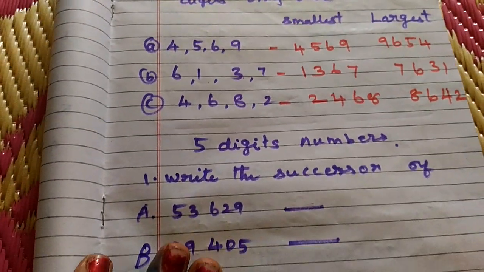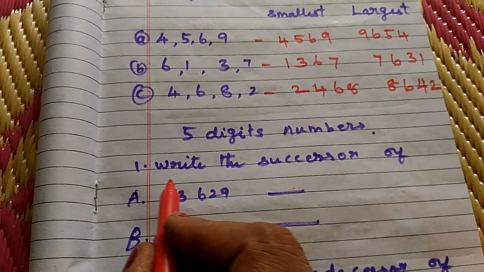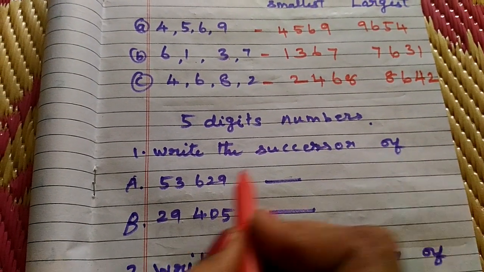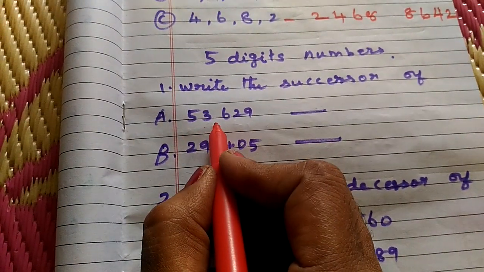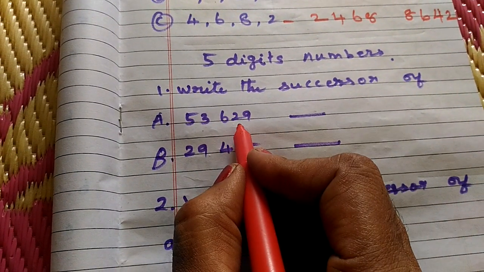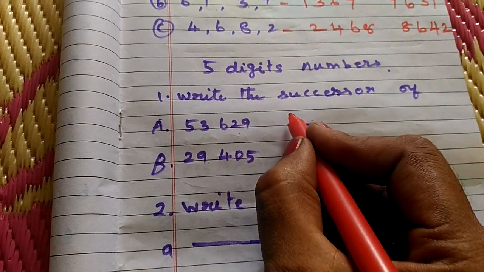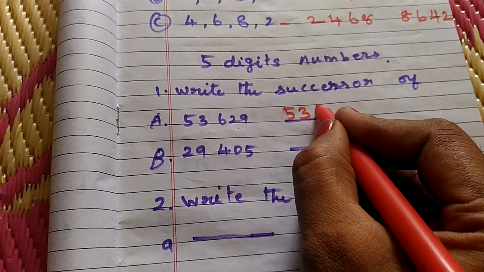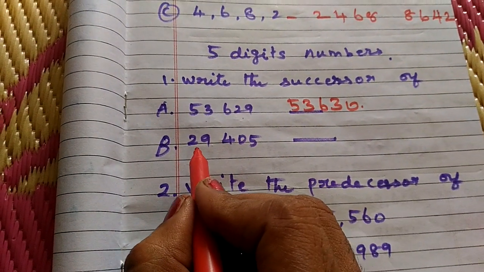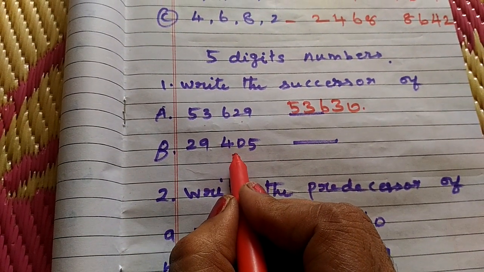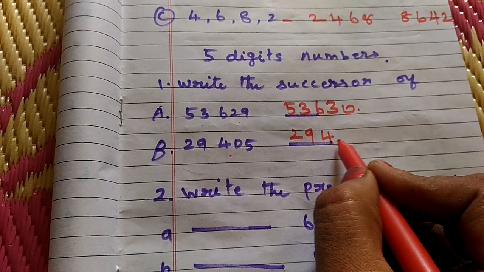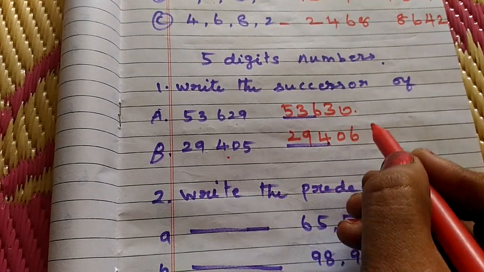Now 5-digit numbers. Write the successor of. Successor means add 1. See here, 53,629. Add 1. 53,630. One more example. 29,405. Add 1. 29,406.